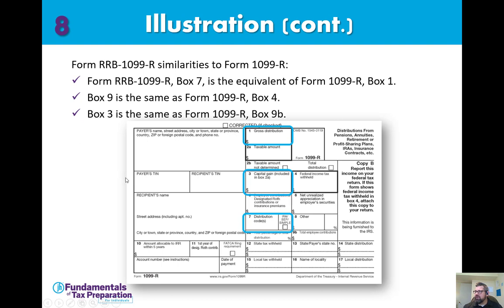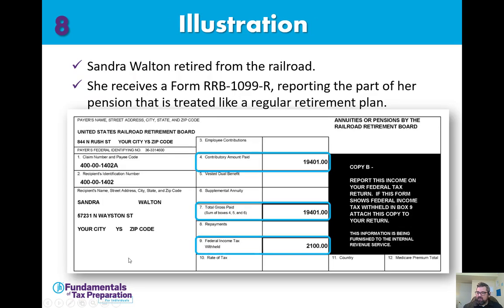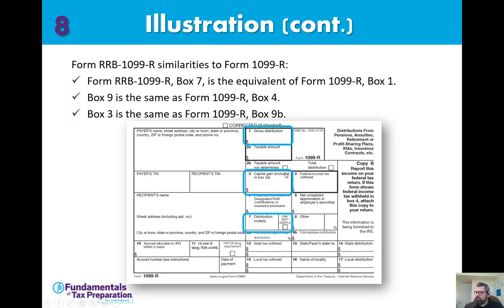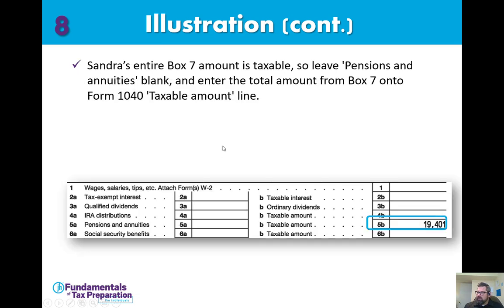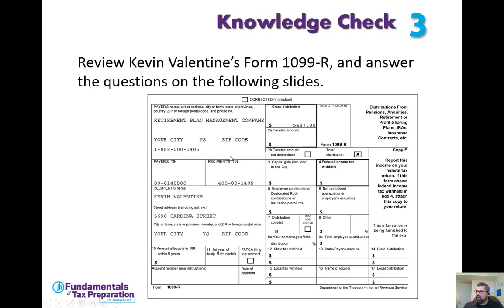This shows you kind of where, because the forms look a little bit different, right? Here, I'm going to go back to the last one. So this is what it looks like on the RRB 1099, and then how it gets translated over to the 1099R form. Okay. And this is the 1040, so we don't need to worry about that. So knowledge check, using this form, it's going to ask you questions after this. Okay.